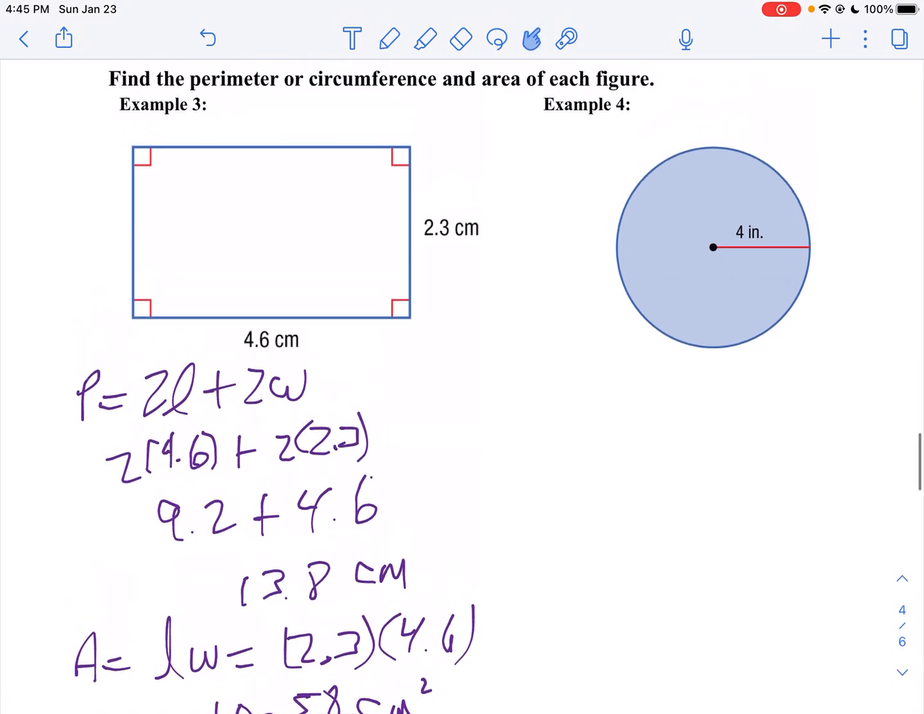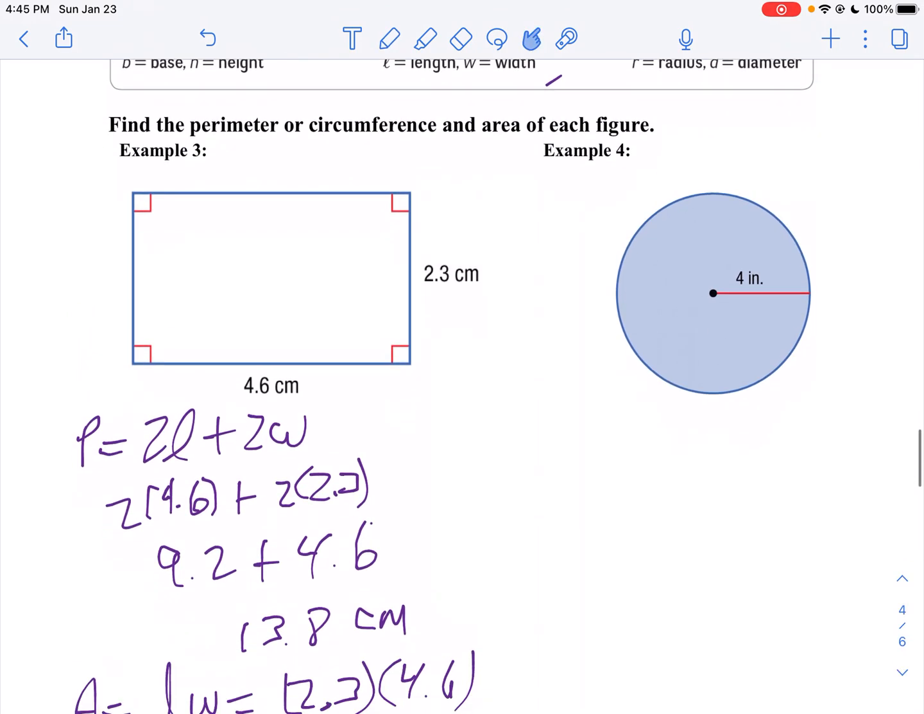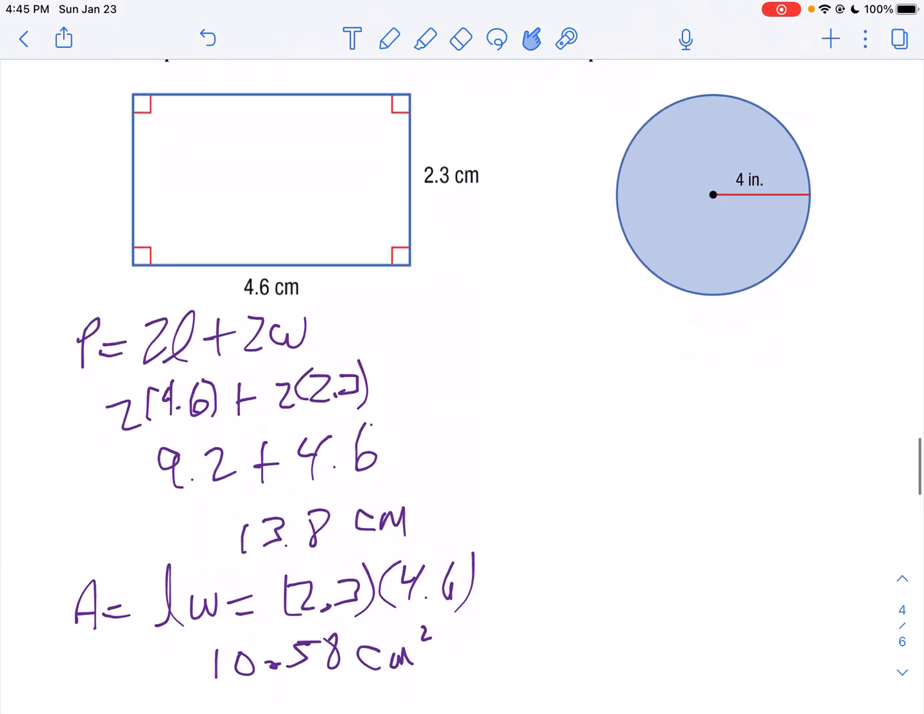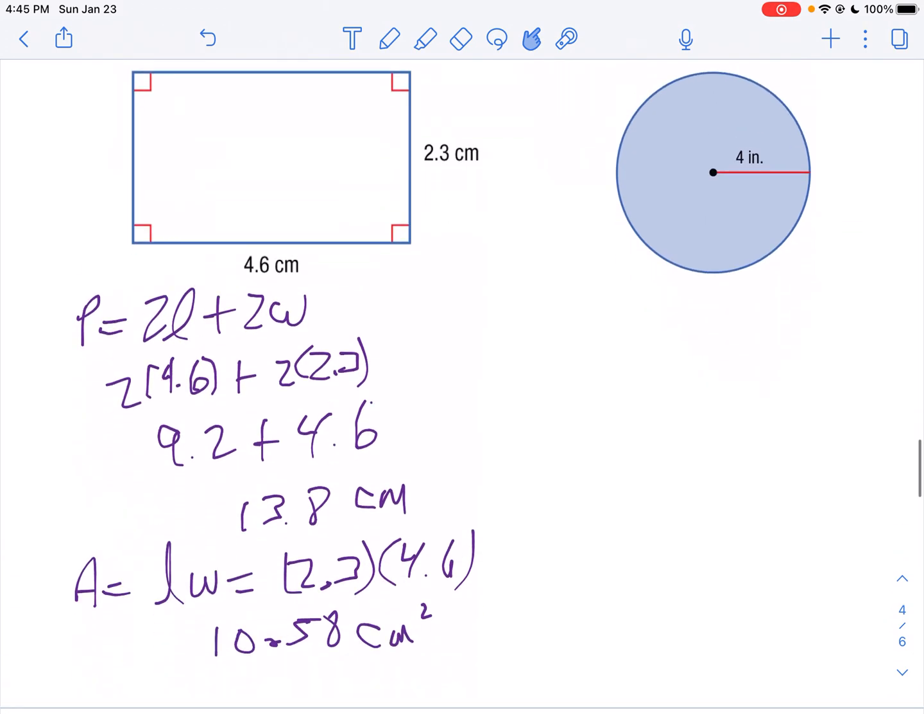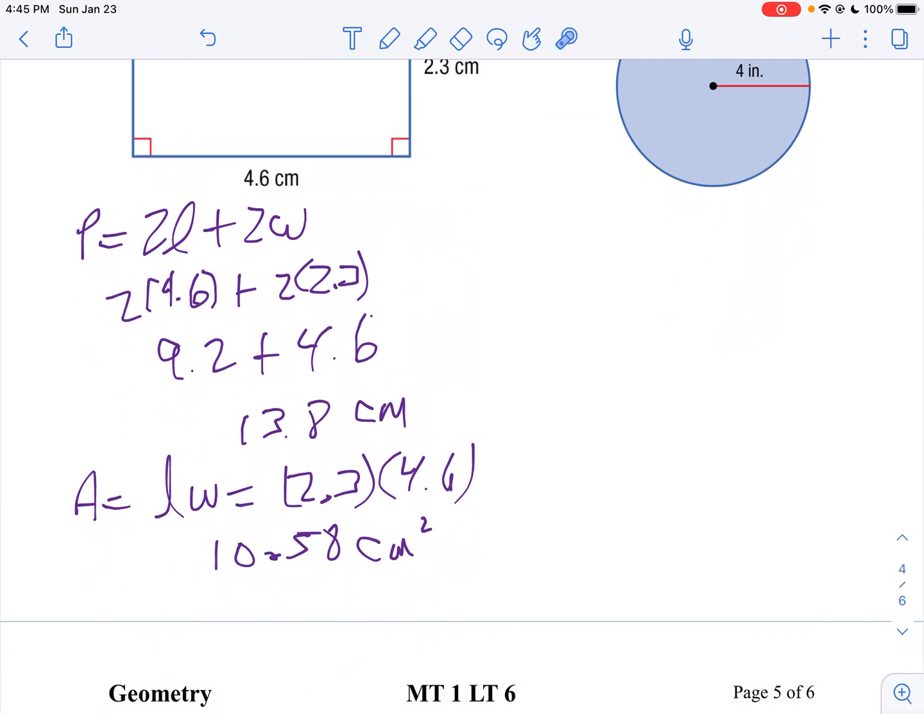It's pretty much what you have to do. And that's all you would do to find the area. I didn't tell you what to round it to, so you could leave it as 10.58, or you could write it as 10.6 or 11. All of them would be correct.